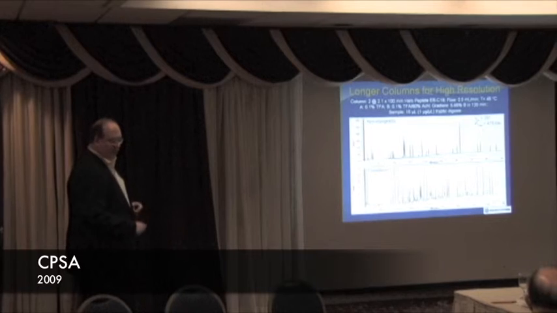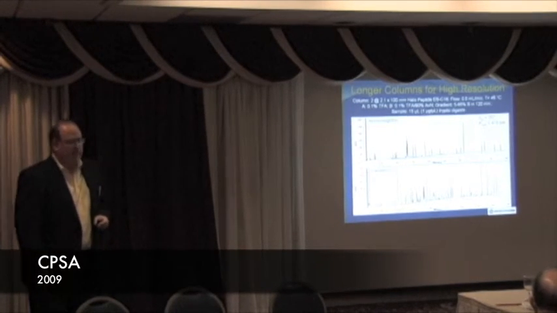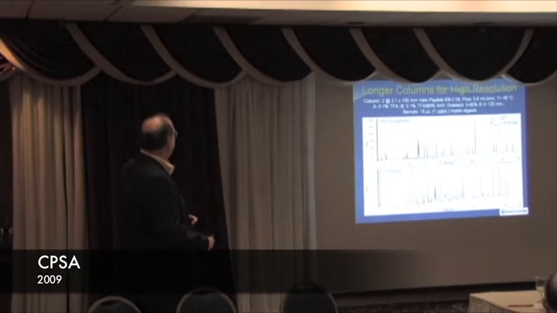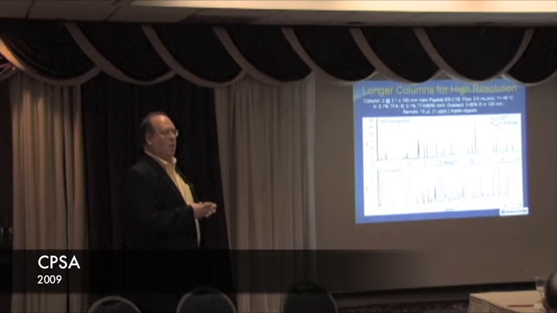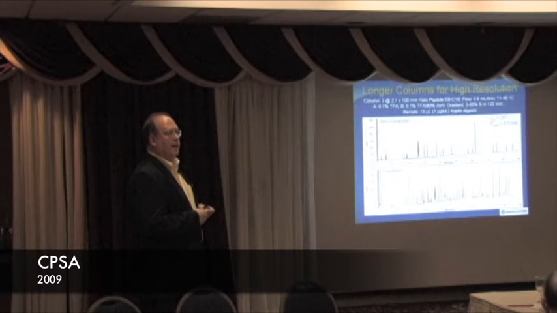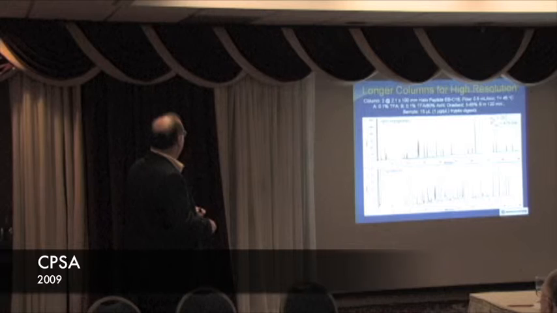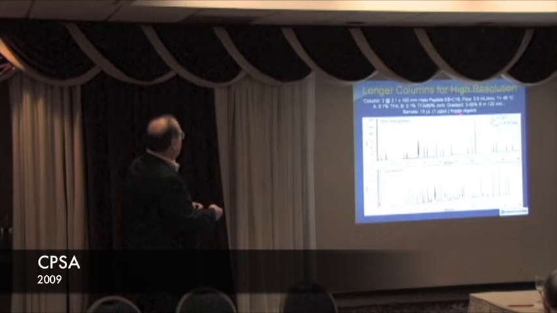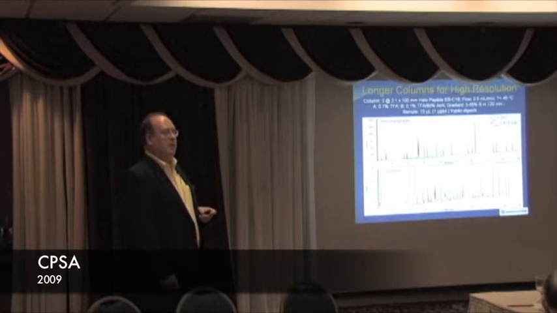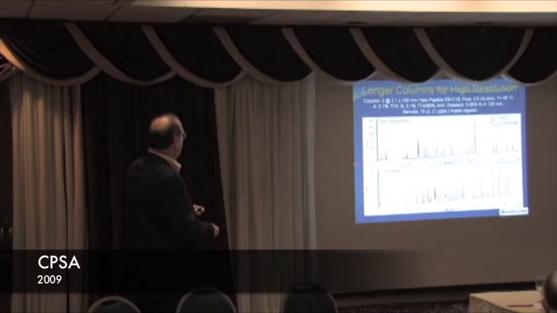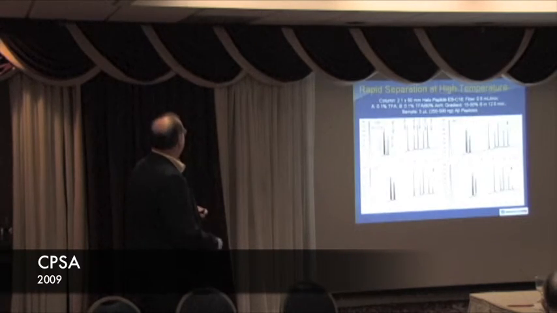Comparison, now one of the advantages of having a 2.7 micron particle column is that, because the pressure is so much lower on this than it would be on a sub 2 micron particle, you can put 2 of them in tandem to get additional resolving power from that. Here's a couple of different peptide maps for apomyoglobin and also for transferrin.